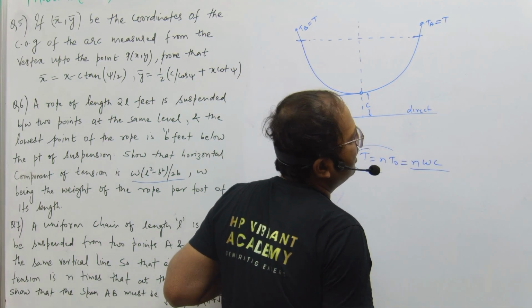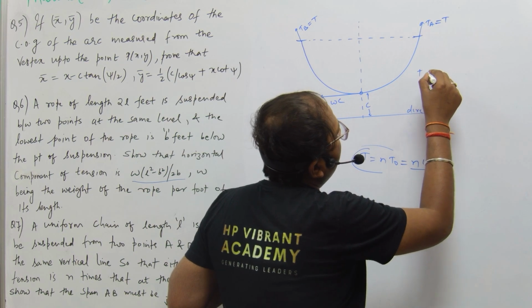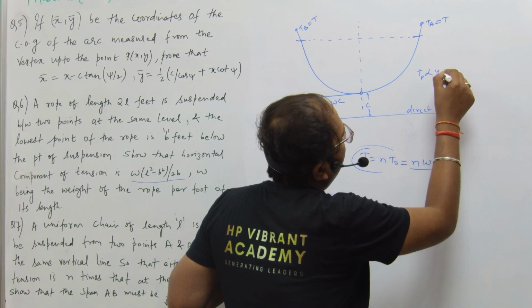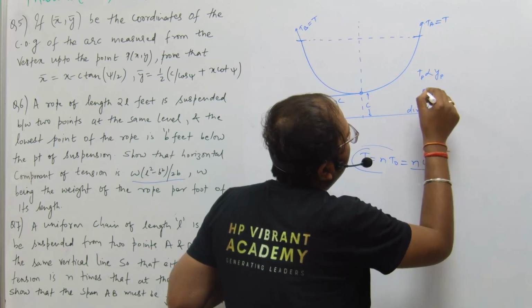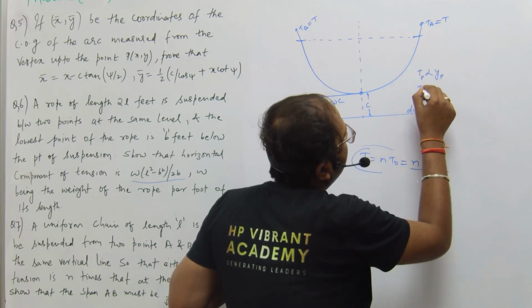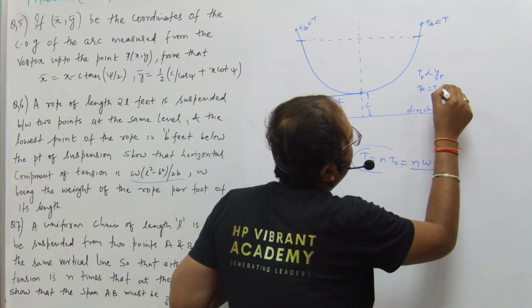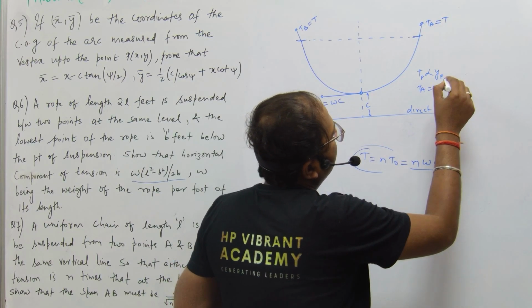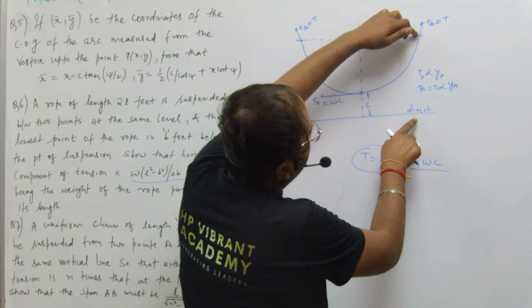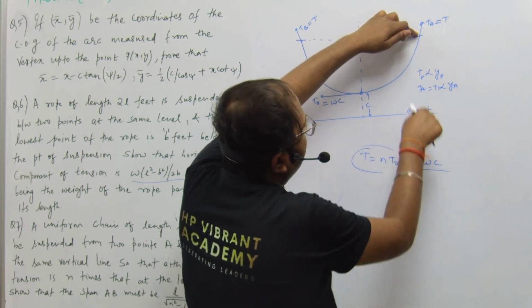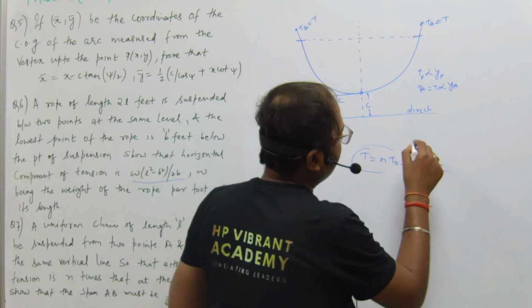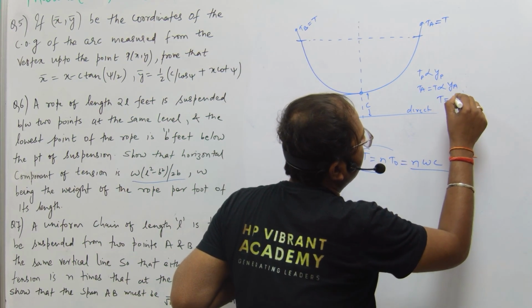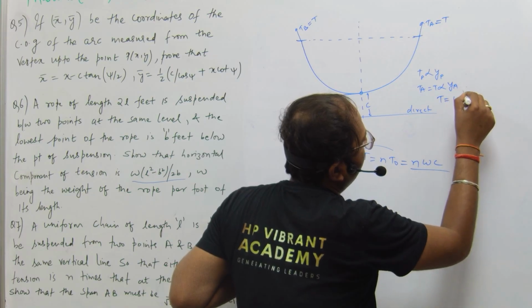And we have studied that tension at any point P is proportional to the ordinate at that point. So the tension at point A, T, is proportional to YA. This is our YA, this whole distance is YA. And we have tension at any point is equal to W times the ordinate.